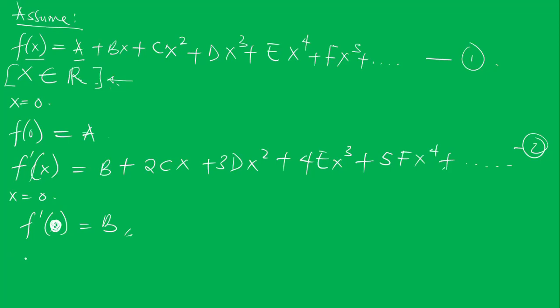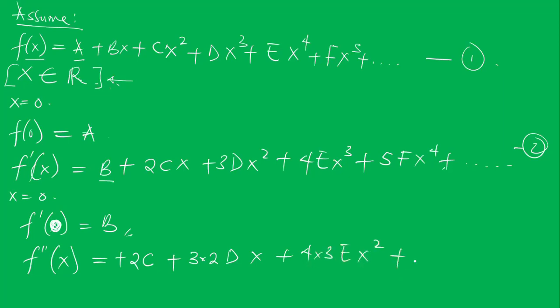Now let's differentiate further. This will be 0, it is a constant. Now plus 2c plus 3 times 2 dx plus 4 times 3 ex squared plus 5 times 4 fx to the power 3 plus. This is equation 3.